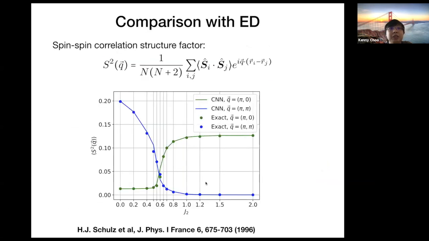So, okay, going back to the J1, J2 problem, we measure the spin-spin correlations or the structure factor. In the new phase, for small J2, we expect the pi-pi correlations to be large, and this corresponds to the checkerboard configuration. On the other hand, in the large J2 limit, the pi-zero correlations should be large, corresponding to the stripe phase.